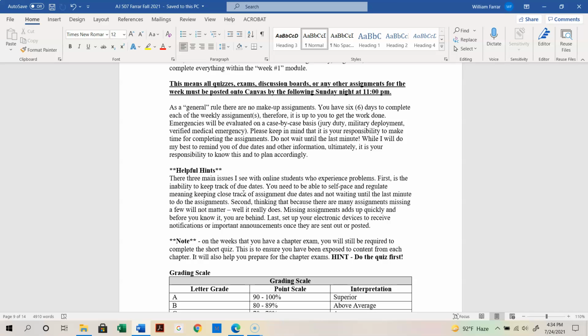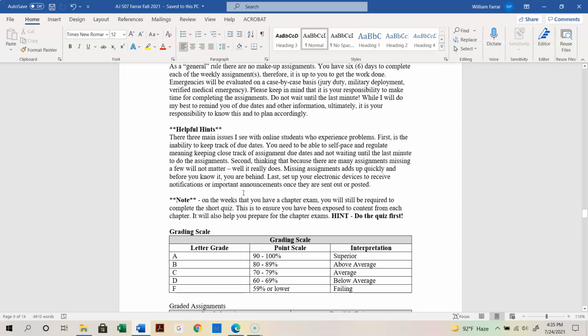But at the end of the day, keep in mind that it is your responsibility to make time for completing your work. And you're going to hear me say this 1,000 times. Do not wait until the last minute. I'll do my best to remind you of due dates and other important information, but ultimately, it really is your responsibility to plan accordingly and to know when things are due.